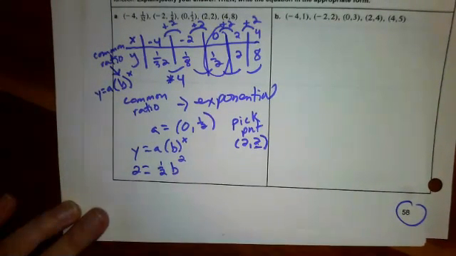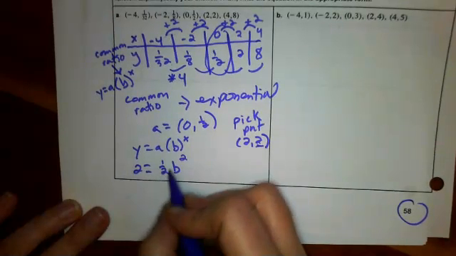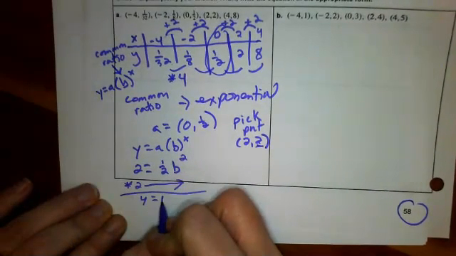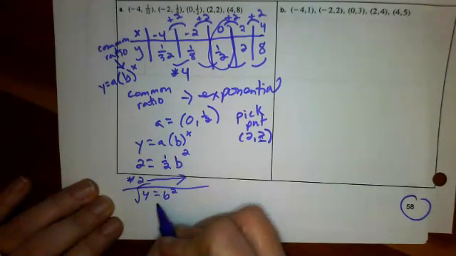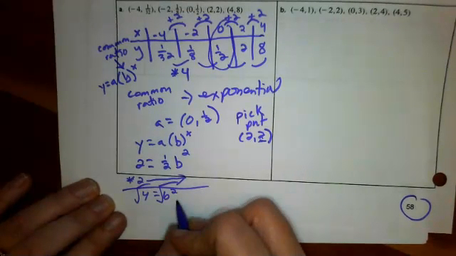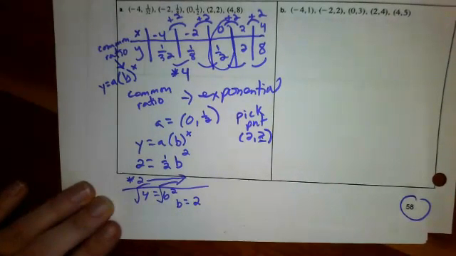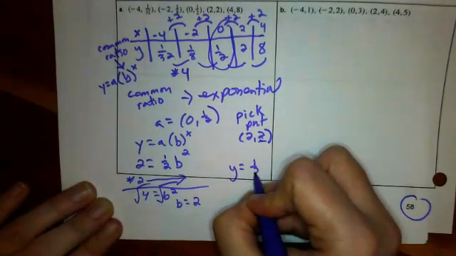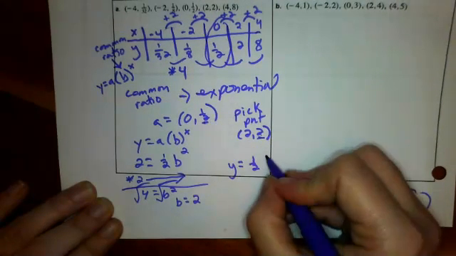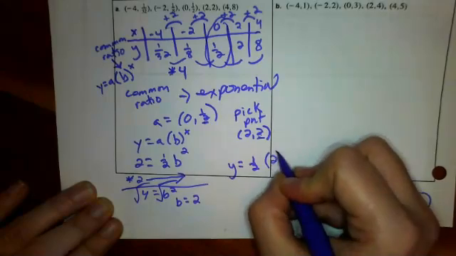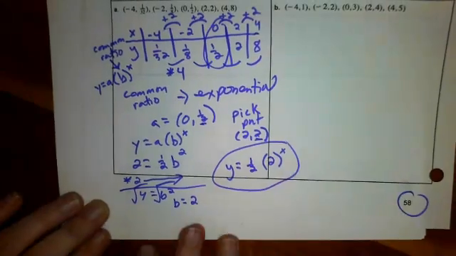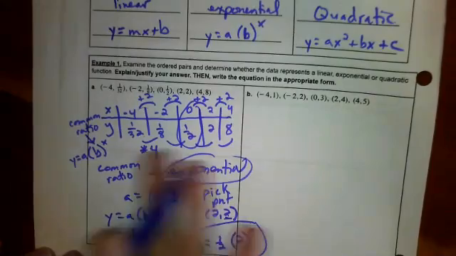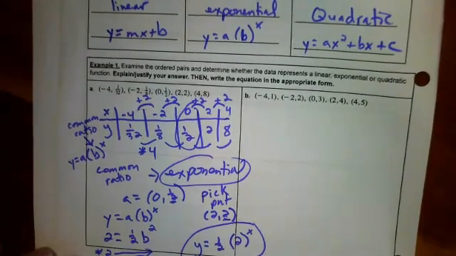Okay, I'm going to get rid of that 1/2, so I'm going to multiply everything by 2. Get 4 equals b squared. I'm going to take the square root, and I get b equals 2. Okay, so I know that y equals 1/2, that's my a value, times b, which is 2, raised to the x power. And there's my exponential equation, okay, because there was a common ratio. So that's when you have an exponential.